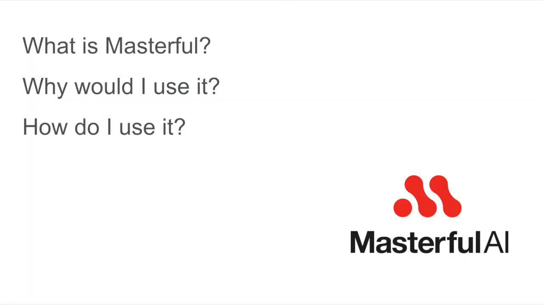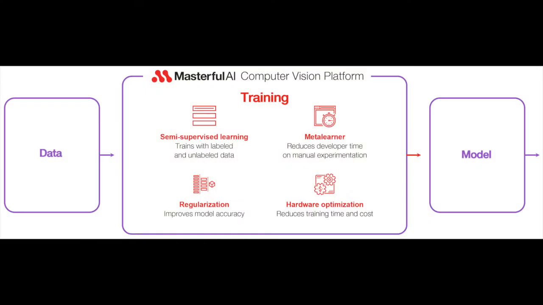In this video, I'll talk about what Masterful does, why you'd want to use it, and then I'll give a demo of using Masterful. So let's start with what Masterful does. Concretely, Masterful takes as input images and labels. That's the training data. Masterful trains a deep learning model and then outputs that trained model onto disk.